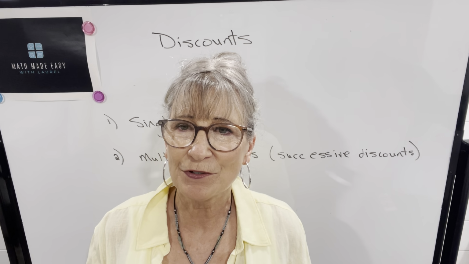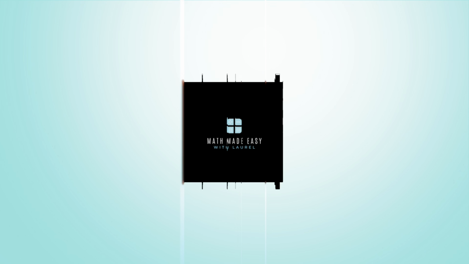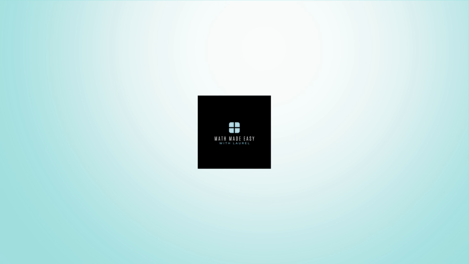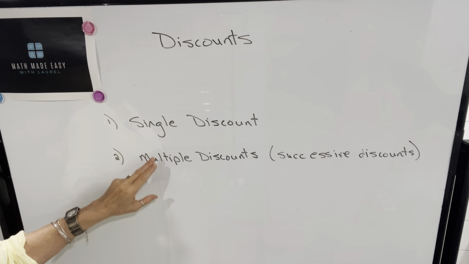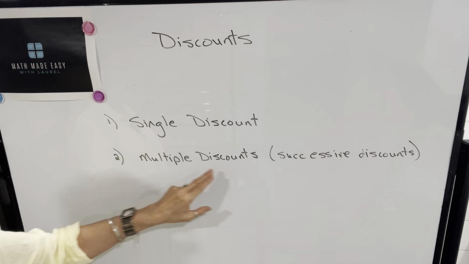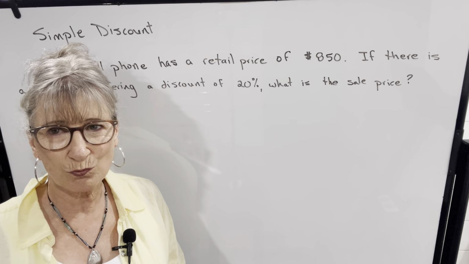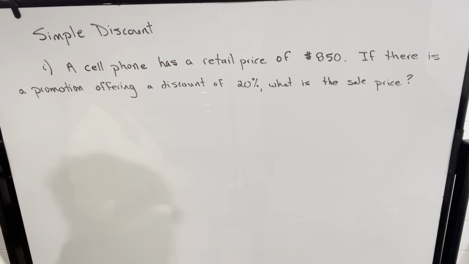I'm Laurel, and in this video we're going to talk about discounts. In business, you're going to see two different types of discounts. One is single discount, and the other is multiple discounts, which could also be called successive discounts. A simple discount is just one discount. Let's take a look at this example to see how we work through it.